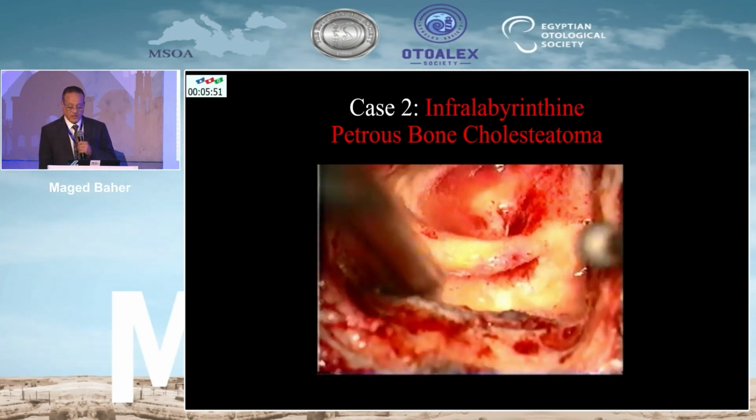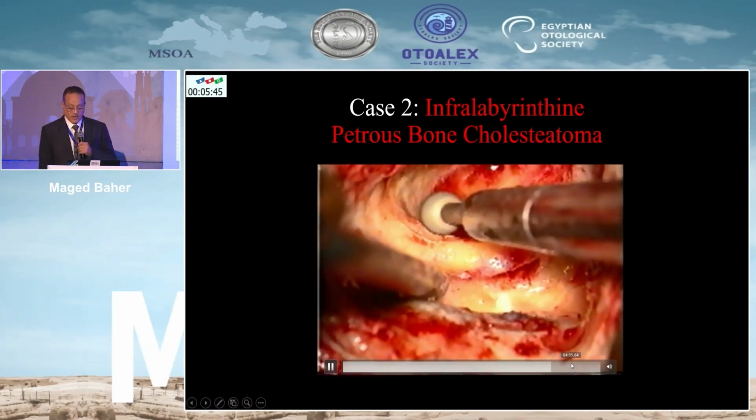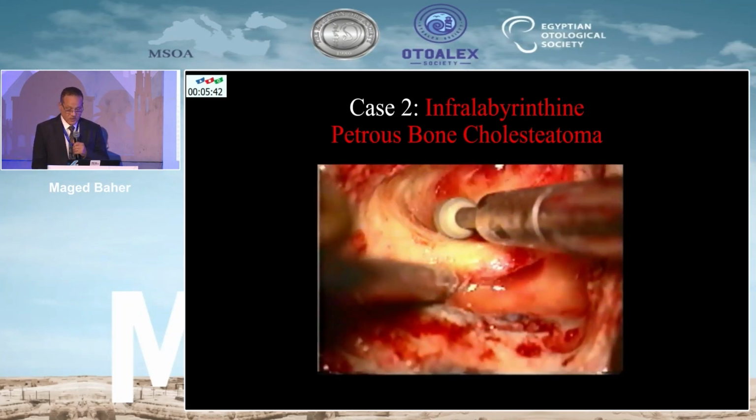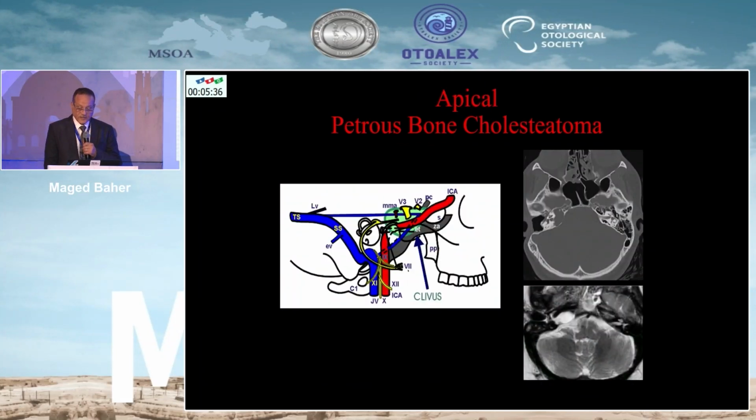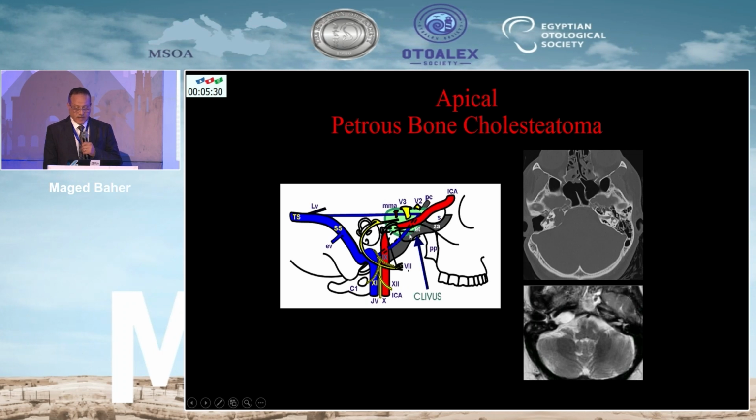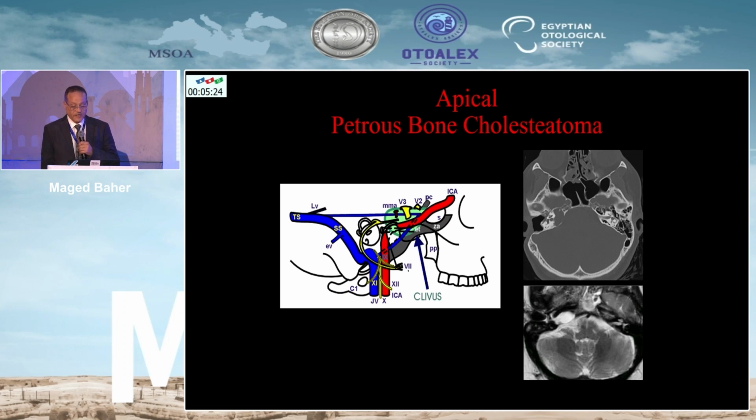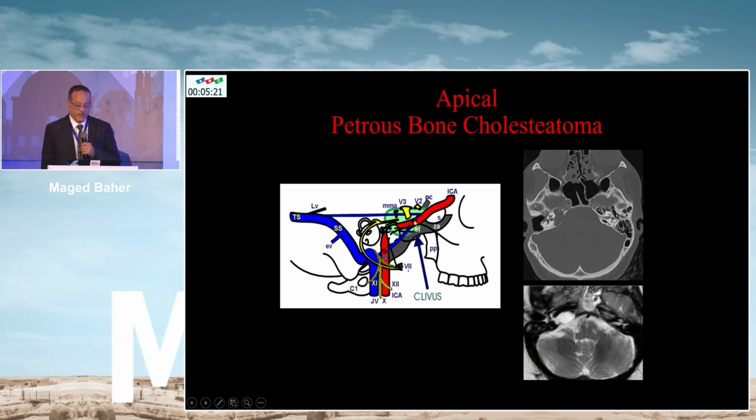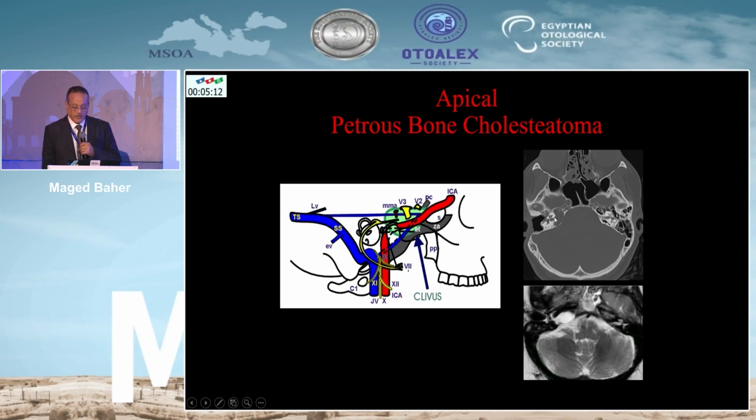And then this is the quest for completing the... Okay. This is a case of an apical cholesteatoma here. And this is a nasty type of cholesteatoma because it involves the carotid artery. The carotid artery is in the venue of our surgery. We have the superior petrosal sinus, and this is a very intricate area to operate on.